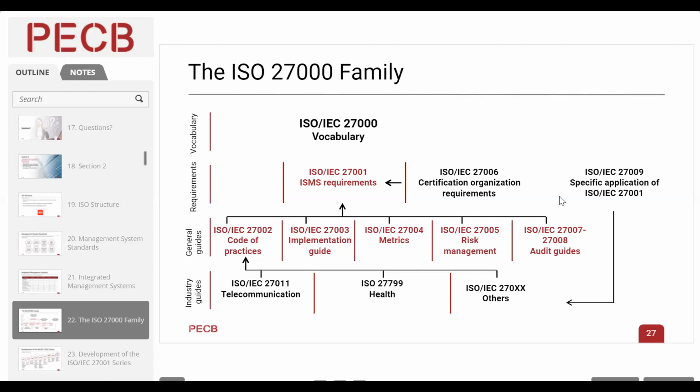Then 27799 is health. So there are other specific areas coming up. There's 27019, which is on cloud security. There's 27032, which is on cyber security. So there are various guidelines for specific areas continually being developed.